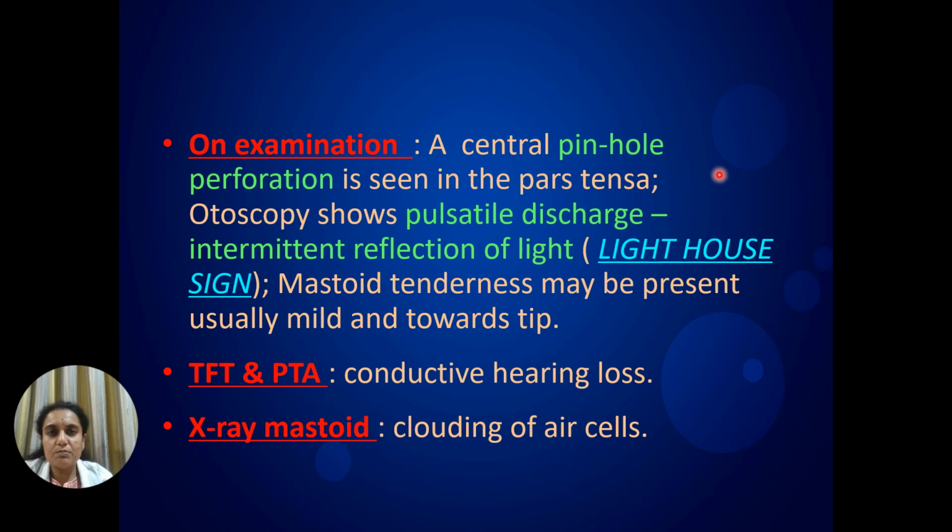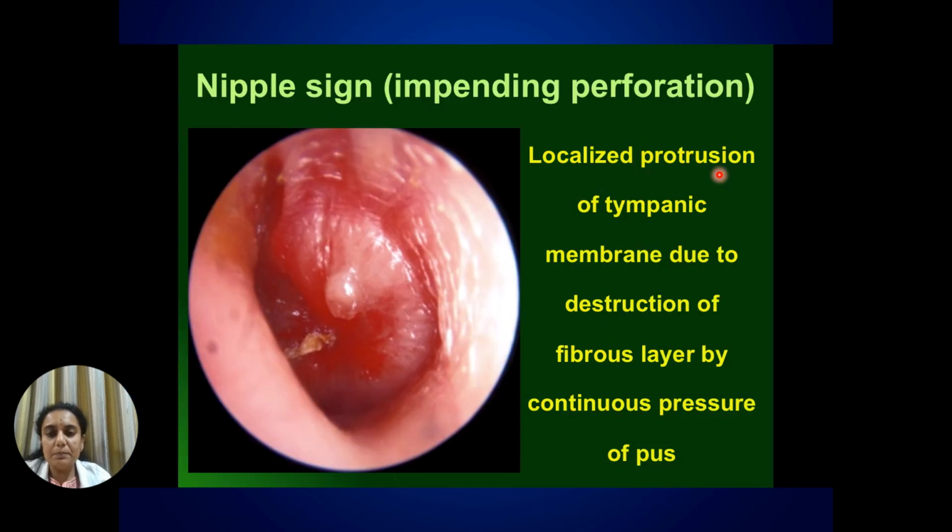The tuning fork test and pure tone audiometry indicate conductive hearing loss. X-ray mastoid also would show definite mild clouding of the air cells. So the two signs that we see in this stage of suppuration are nipple sign, which indicates an impending perforation, and yellow spot. It's the localized protrusion of the tympanic membrane due to destruction of the fibrous layer of the tympanic membrane, which is because of continuous pressure by pus.